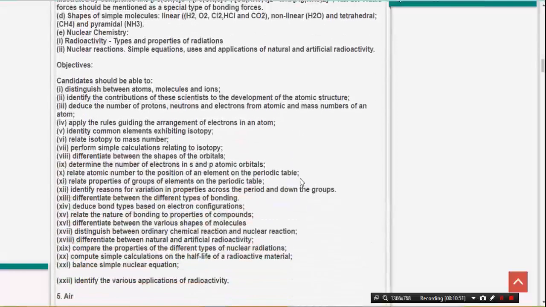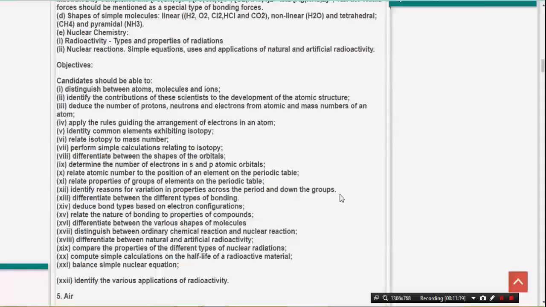Objectives of that section, wow. Candidates should be able to distinguish between atoms, molecules, and ions. Identify the contribution of these scientists to the development of the atomic structure. Deduce the number of protons, neutrons, and electrons from the atomic and mass number of an atom. Apply the rules guiding the arrangement of electrons in an atom.